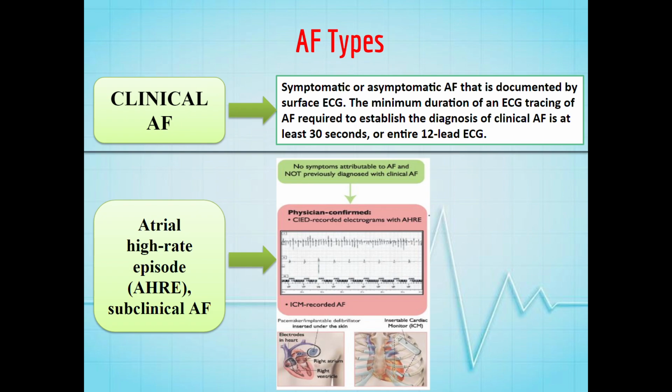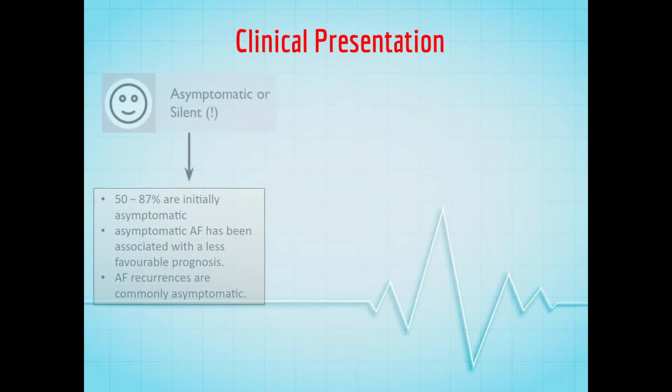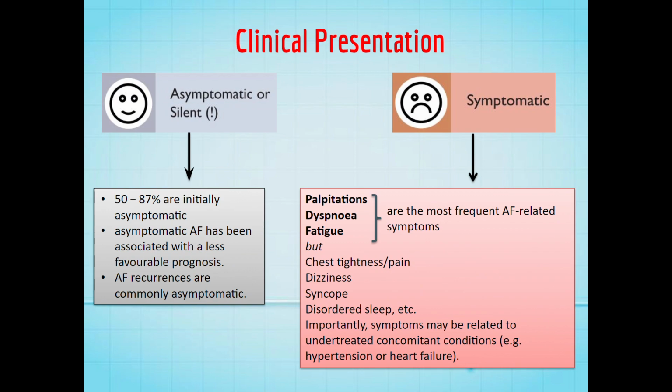How can we answer the previous question? The detection of atrial fibrillation? Well, from a clinical point of view, it's difficult to detect it. As you can see written on the slide, a large proportion of people, 50 to 87%, are initially asymptomatic with possible less favorable prognosis. And what is more interesting is that the recurrences of atrial fibrillation are commonly asymptomatic. So it requires a serious routine control.